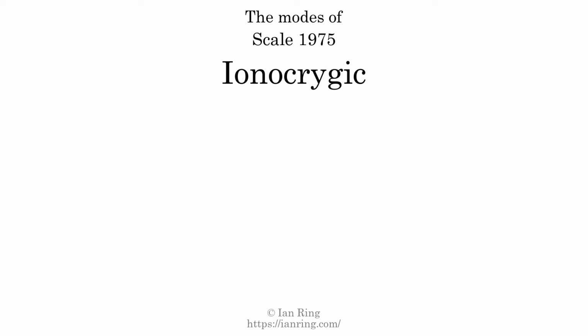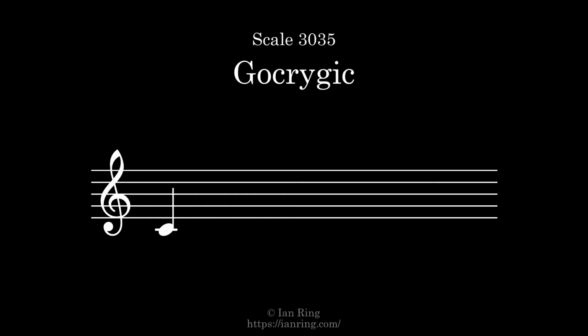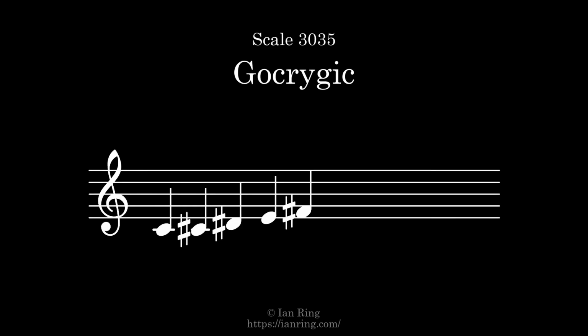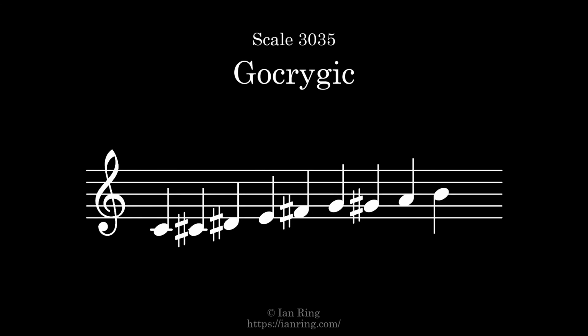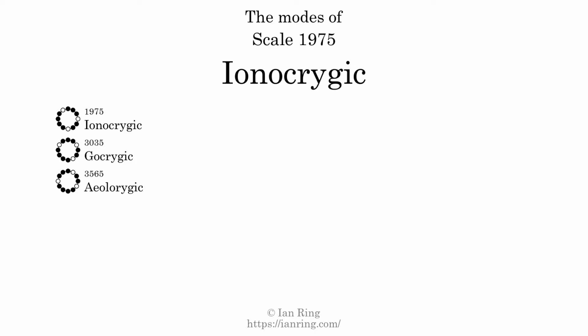This scale has 9 modes. The first mode is itself. The second mode is scale 3035, also known as Ionocrygic. It sounds like this. The third mode is scale 3565, also known as Larigic. It sounds like this.